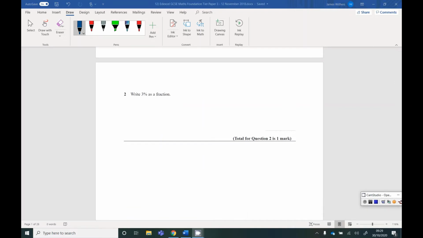Question 2. Well, 3% means 3 out of 100, so writing 3 out of 100 as a fraction is just 3 over 100.